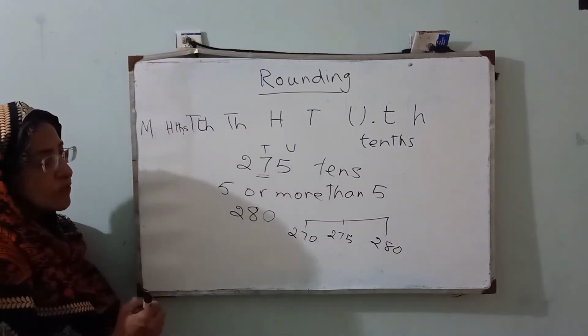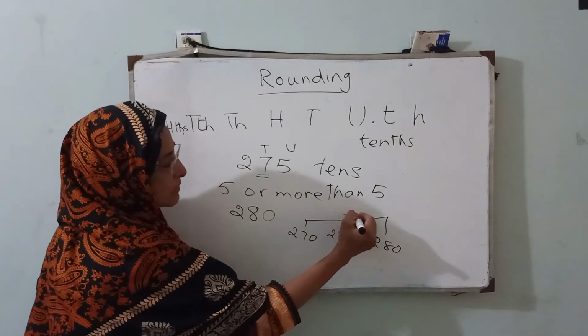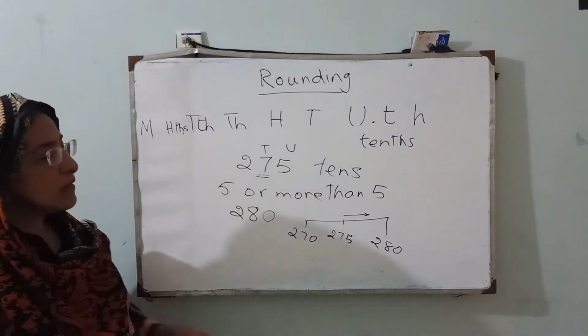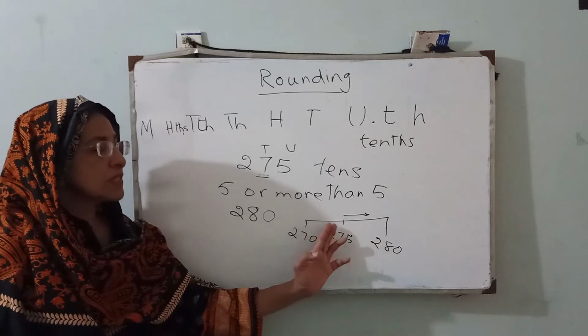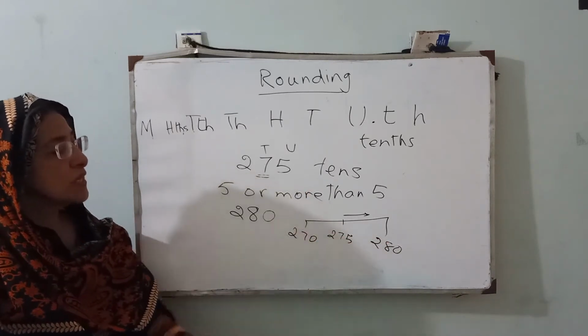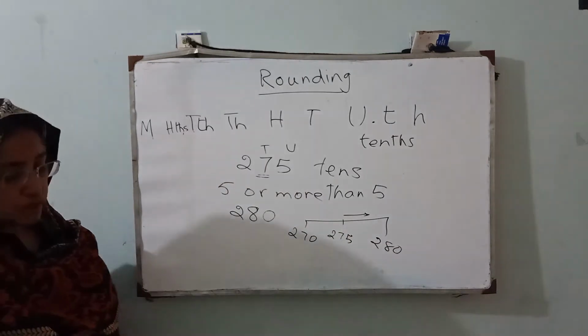What we do is, we always round the number towards our greater value. So whenever the number is in the center of two numbers, we are going to round it up. So it will be equal to 280.